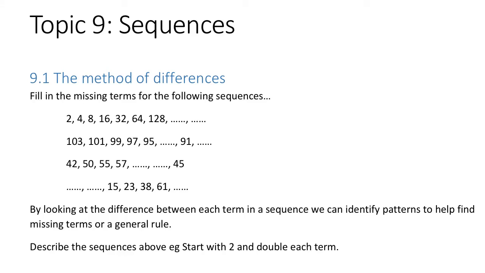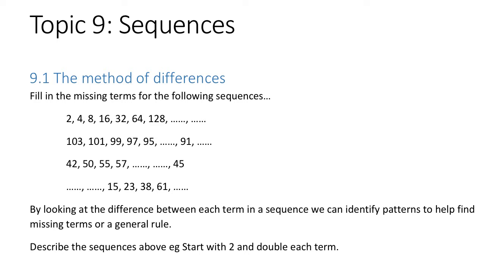Topic 9, sequences 9.1, the method of differences. Fill in the missing terms for each of the following sequences. So if we look at the first one, we've got 2, 4, 8, 16, 32, 64, 128.